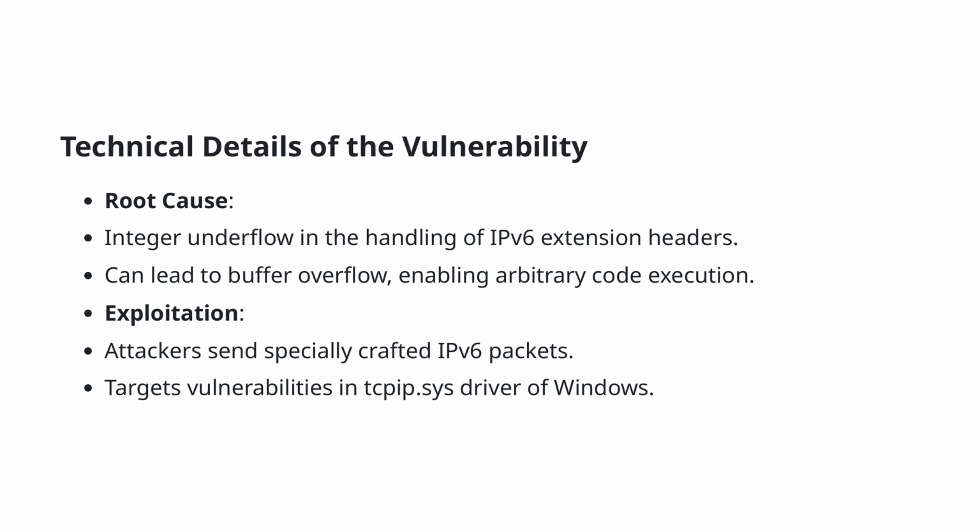Attackers exploit this by dispatching specially tailored IPv6 packets that capitalize on weaknesses within the TCP.sys driver of Windows systems. By crafting these specific packets, they can initiate unauthorized actions, leveraging the core vulnerability identified here. Understanding this mechanism is vital for the development of effective mitigation strategies and protective measures against such remote attacks.